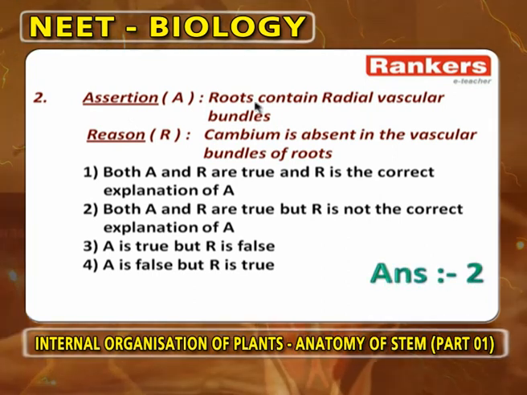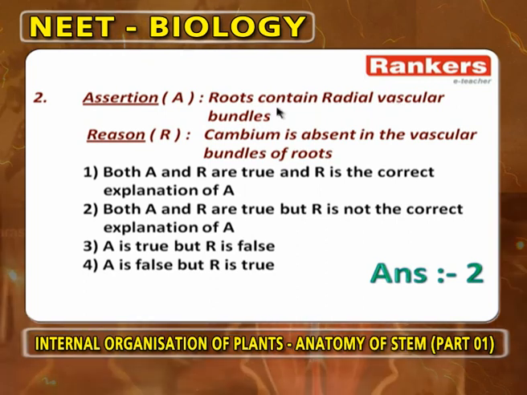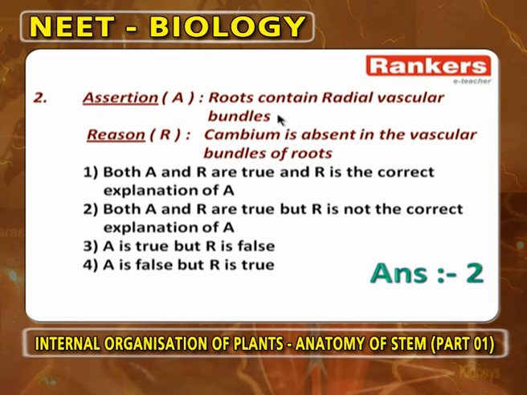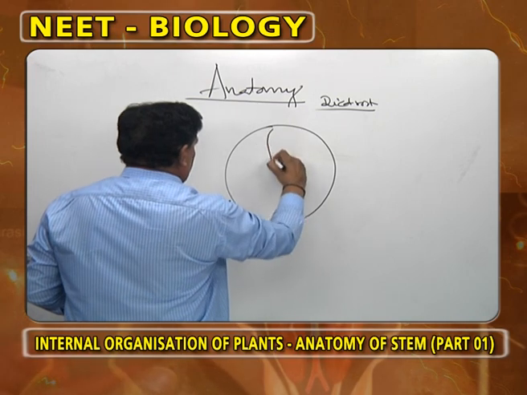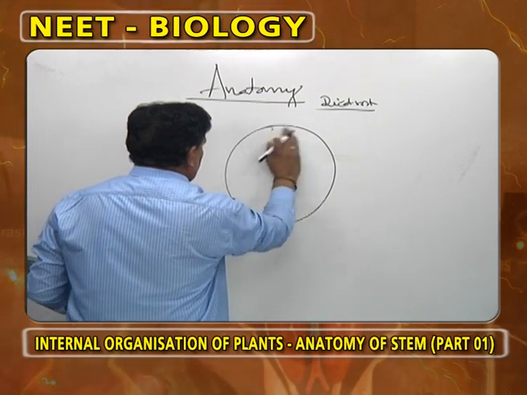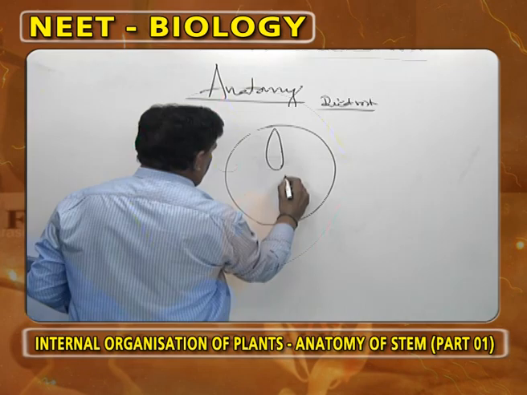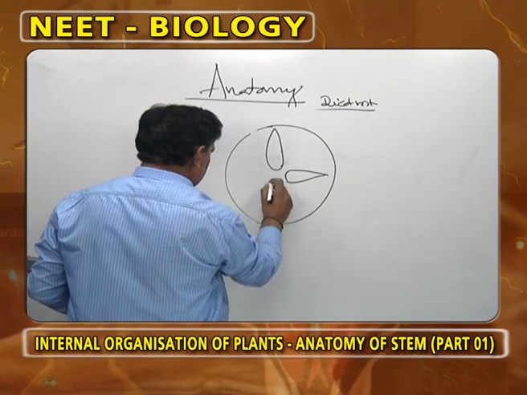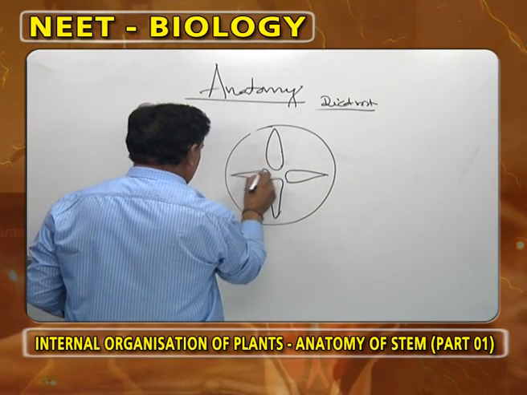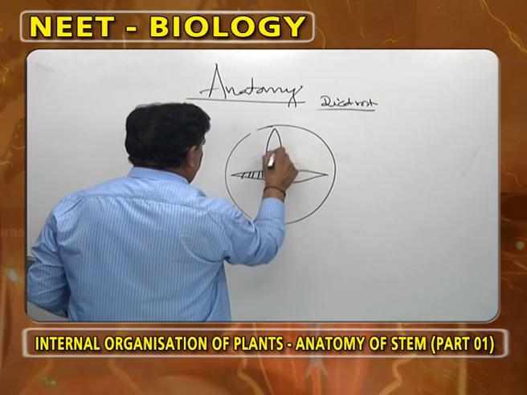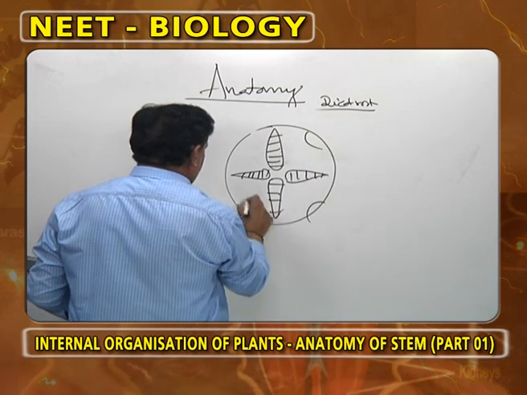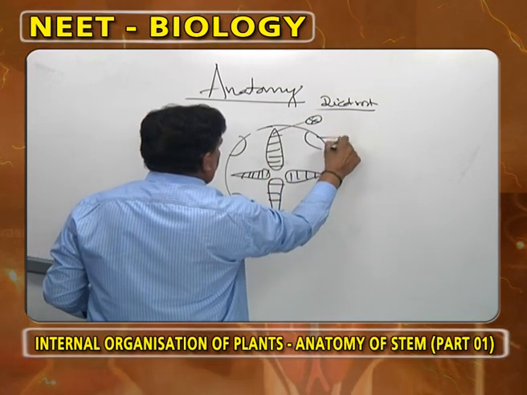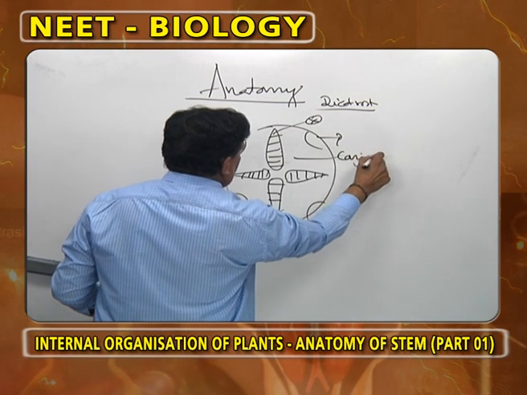Roots contain radial vascular bundles. This is an assertion reasoning question. What does a radial vascular bundle mean? If you take a ground plan like this, xylem and phloem appear in separate radii but perfectly alternate with each other like this. This is called a radial vascular bundle. This is xylem, this is phloem, and this is conjunctive parenchyma.